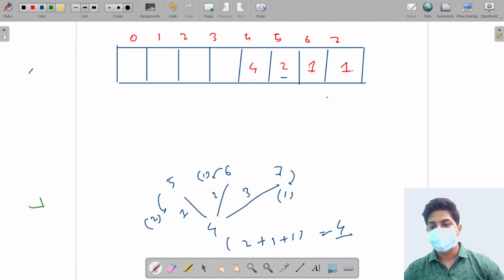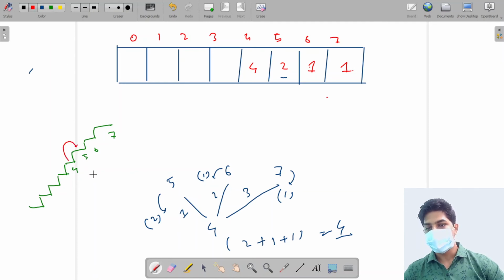So let's make some stairs. If this is the 4th, then this is the 5th, 6th, and 7th. From the 4th, I'm taking a jump of 1 unit and reaching the 5th one. The 5th says there are 2 ways from me, and what are those 2 ways? Taking a jump of 1 unit and 1 unit. That is one way, and another one is taking a jump of 2 units, directly reaching the 7th.